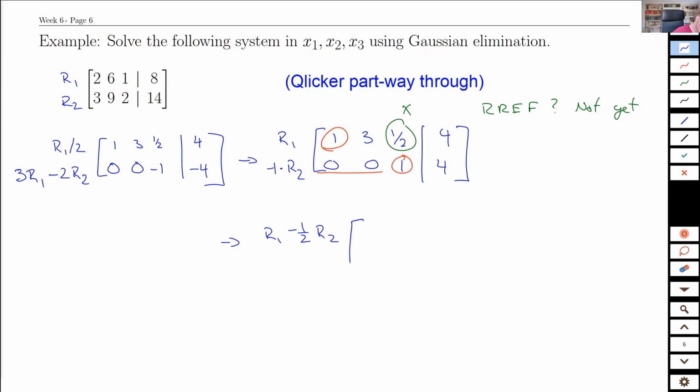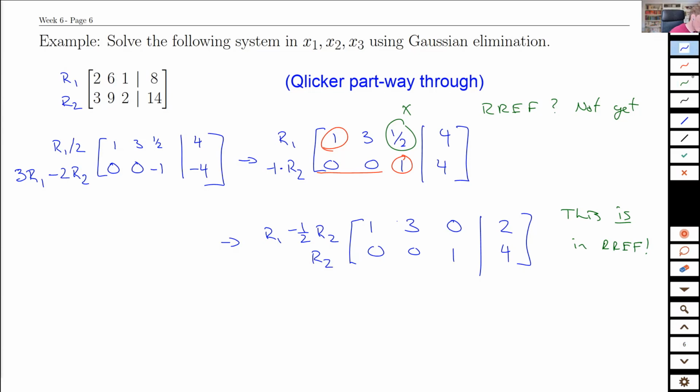So here, we're going to have 1 minus 0, sorry, 1 minus 0 is 1, 3 minus 0 is 3. And then a half minus a half is 0. That's the whole point of that. And then 4 minus a half of 4 is 2, 0, 0, 1. And we keep that same R2. All right, this is in RREF.